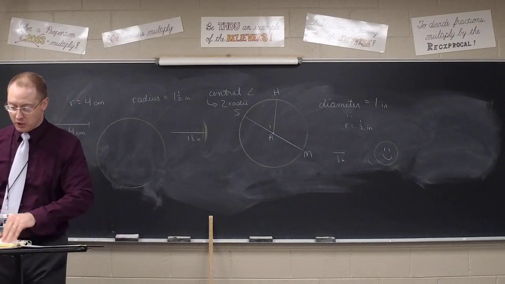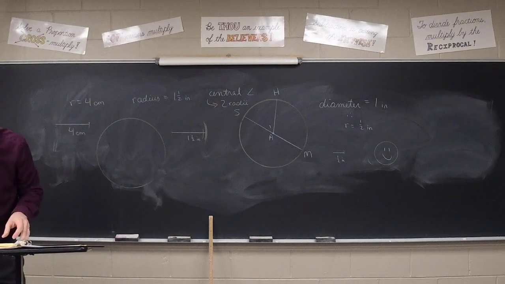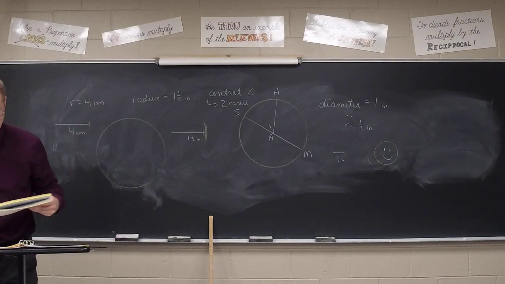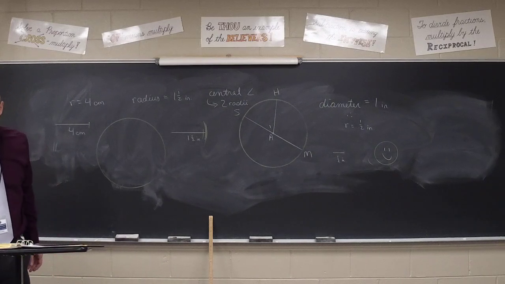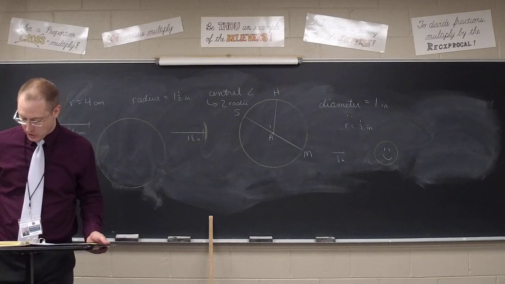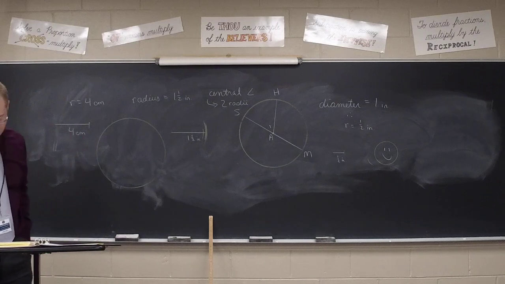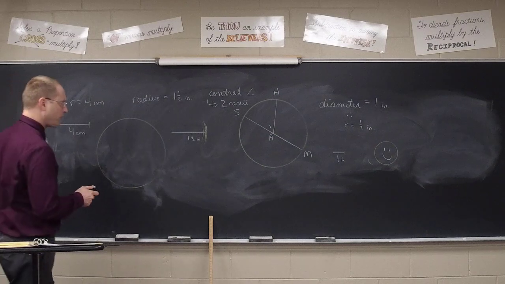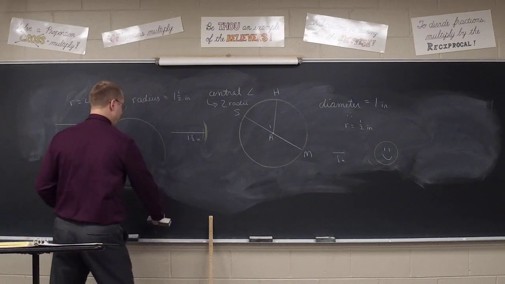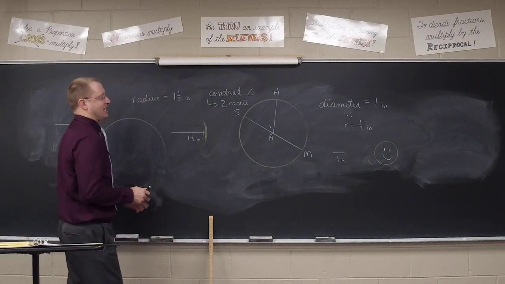Flip back in your books very quickly, if you would, please, to page 168. Page 168, you see that term there. Central angle, an angle with the center of a circle as its vertex and radii as sides. It's a central angle. 2 radii, vertex at the center.